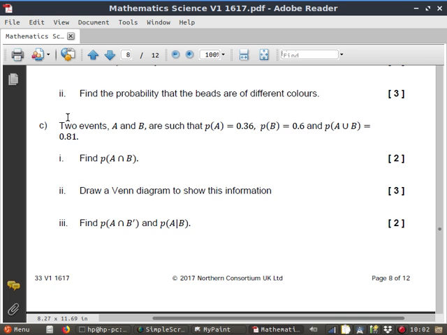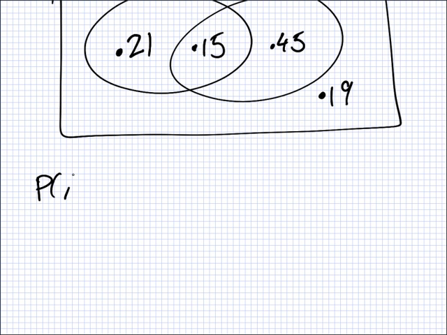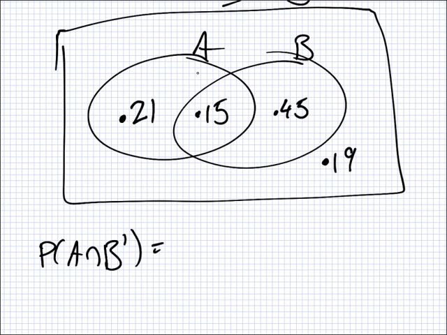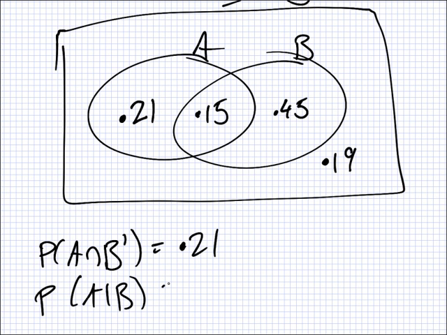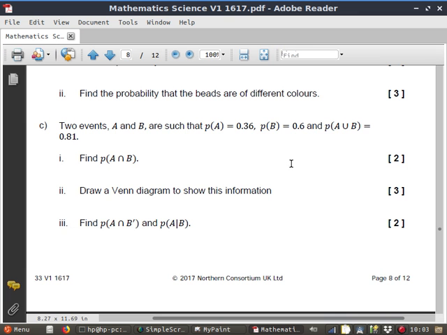And then find P(A intersect not B). Okay, so where does A intersect not B? That is 0.21. And then the next one is A given B, which is A and B over B. A quarter, is it? Yeah. Okay. Right.